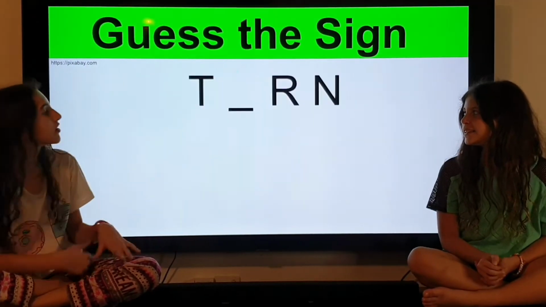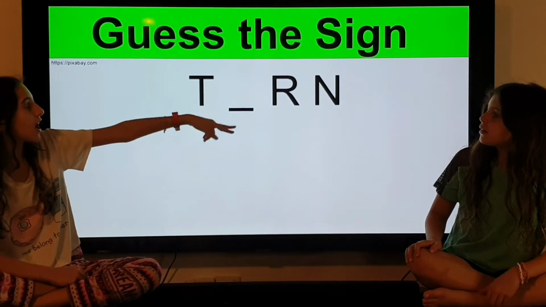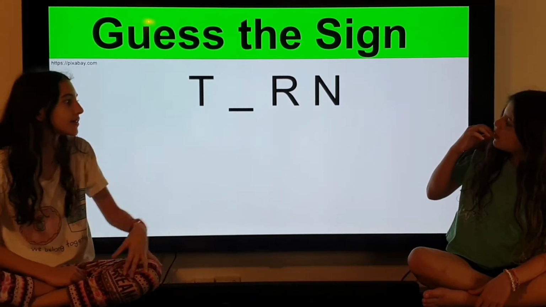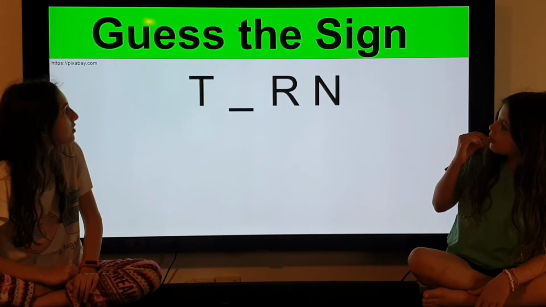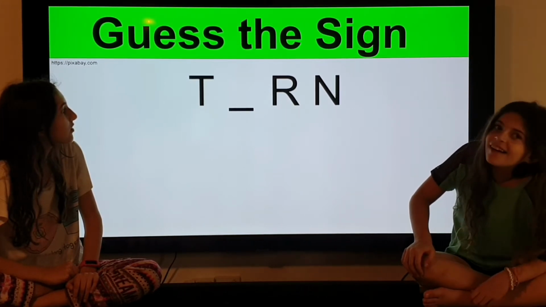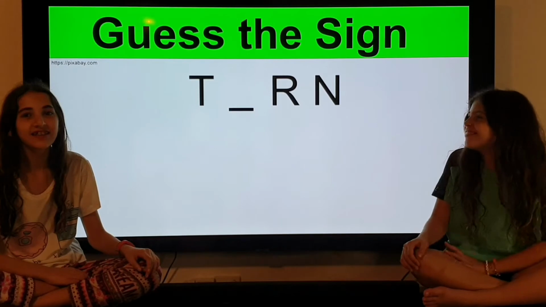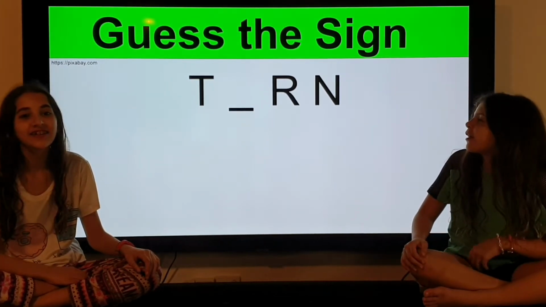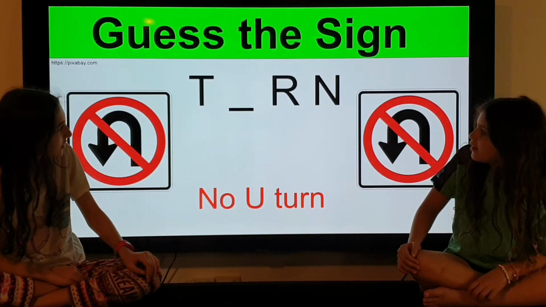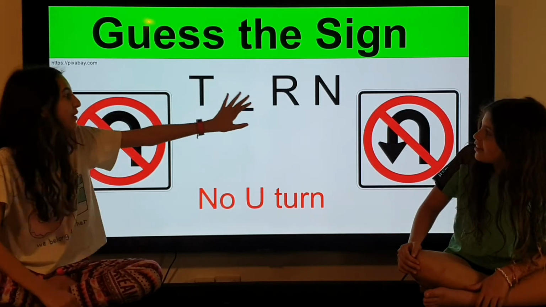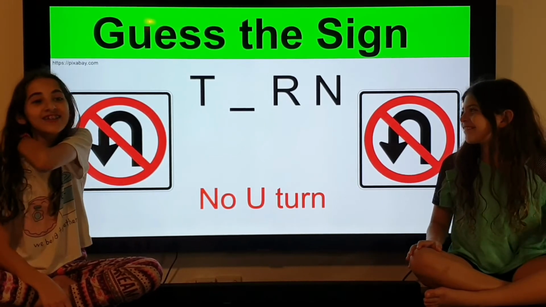Next question. T under RN. So guess this is the sign. T underscore RN or under dash. These are hard. No U-turn. Oh my god. Turn, but no U. There's no U. Oh my god, that's good. That's hard. These are hard.